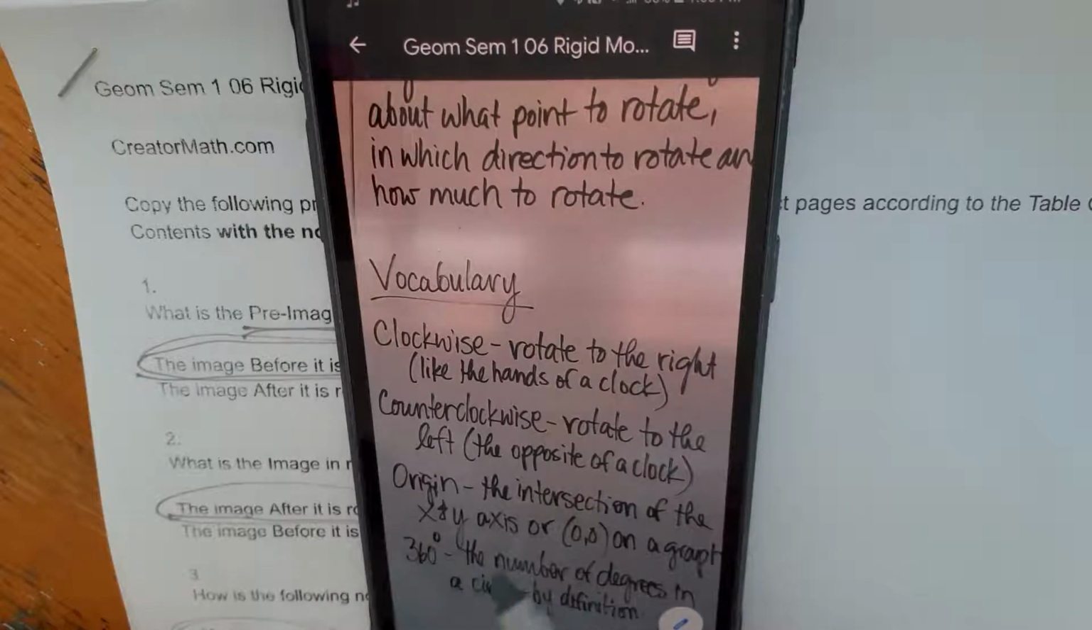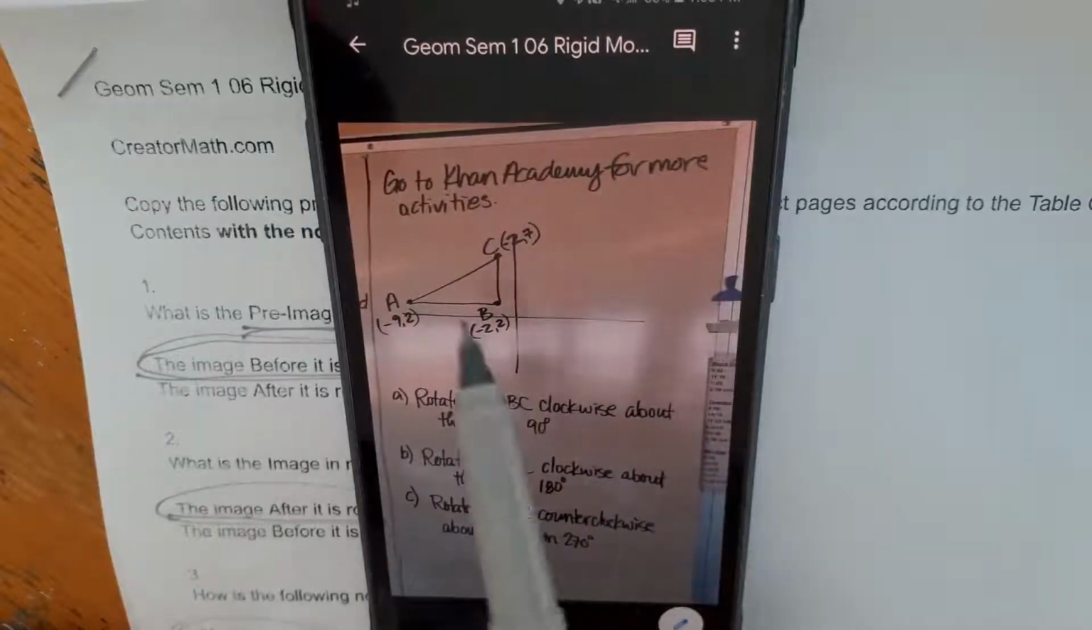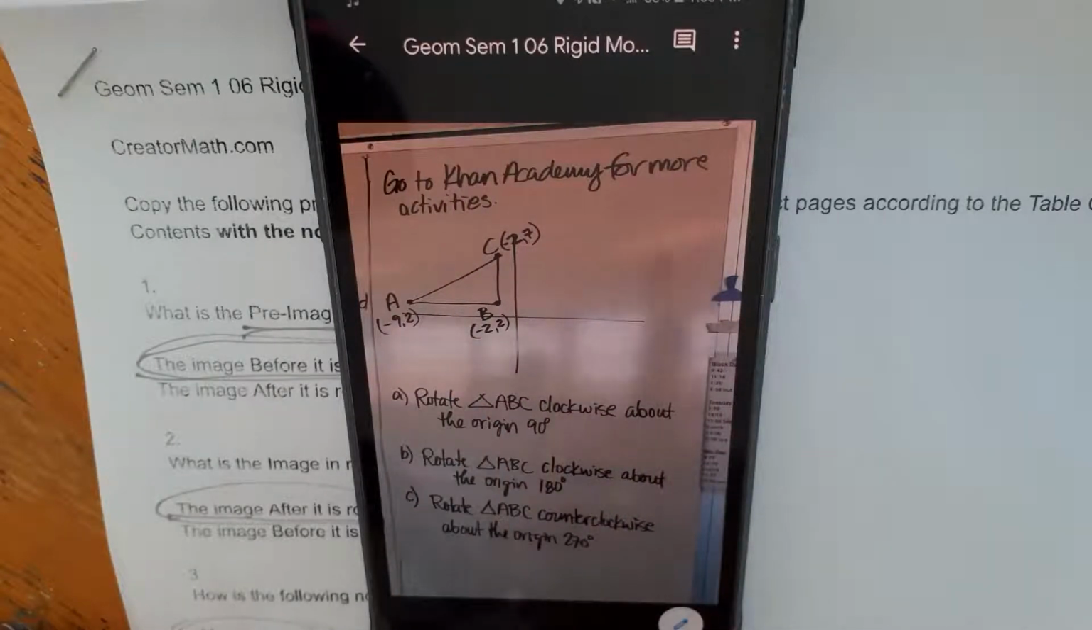So the origin, remember, is 0, 0 on a Cartesian coordinate graphing system. Remember that we have 360 degrees in a circle by definition. And there's some problems here for you to put into your comp book and solve if you can.